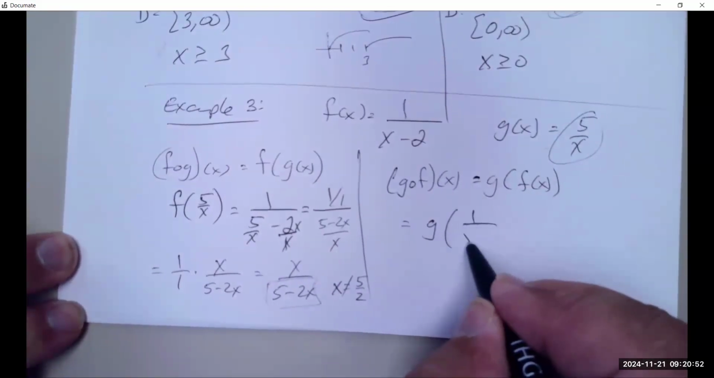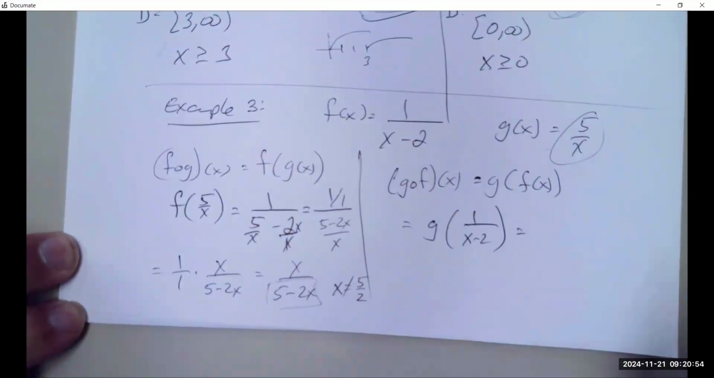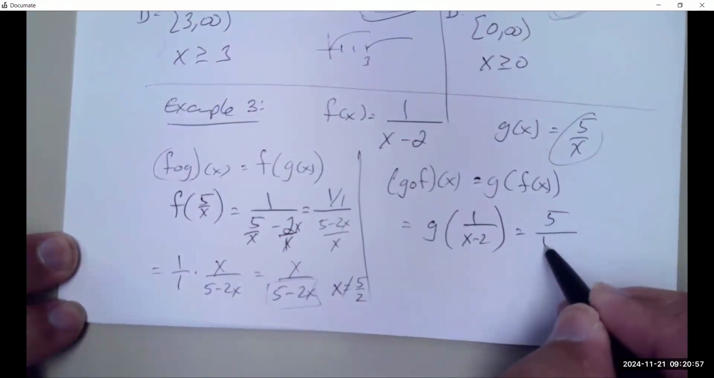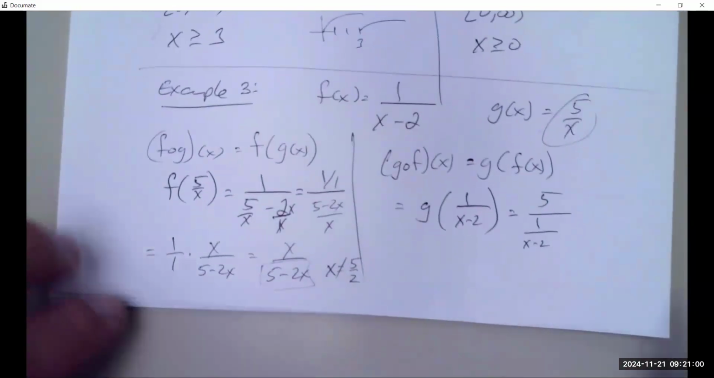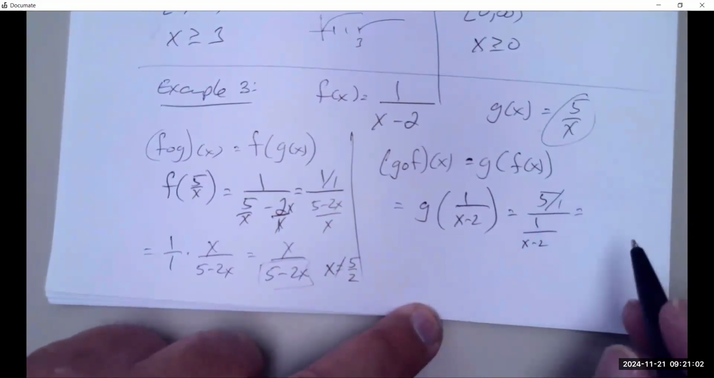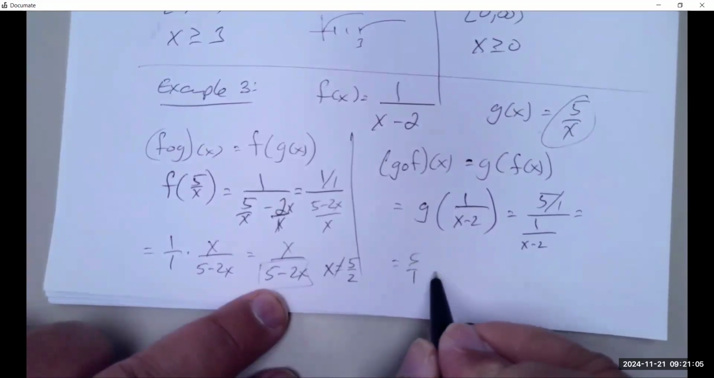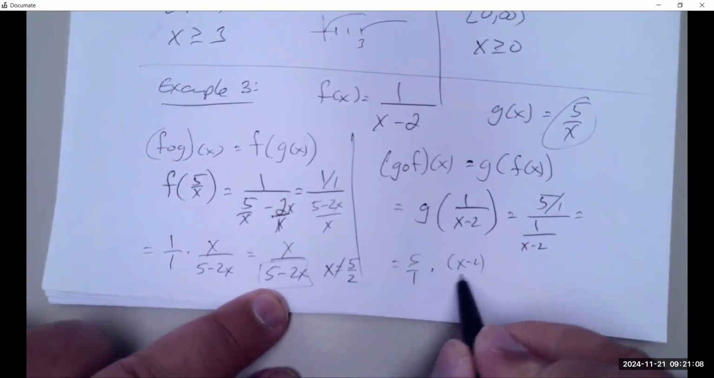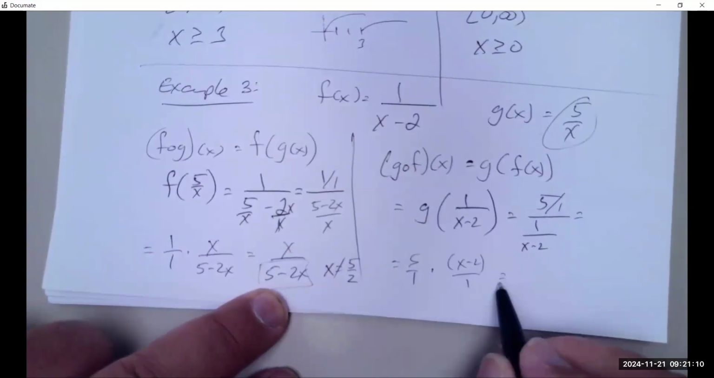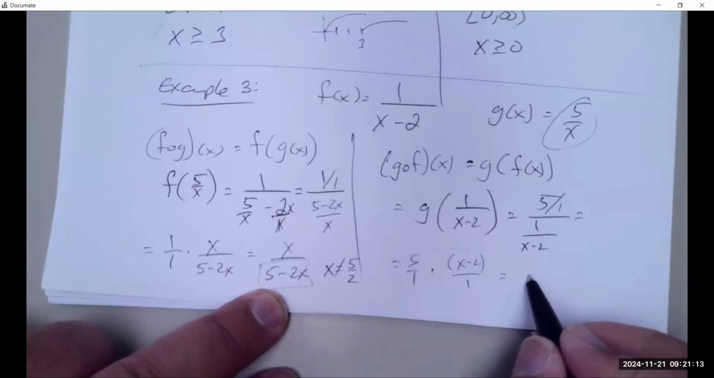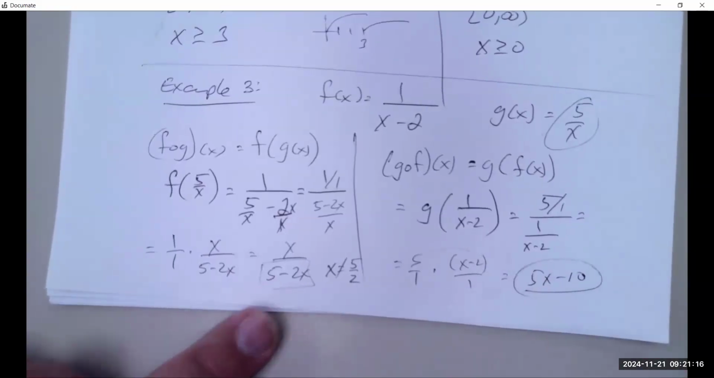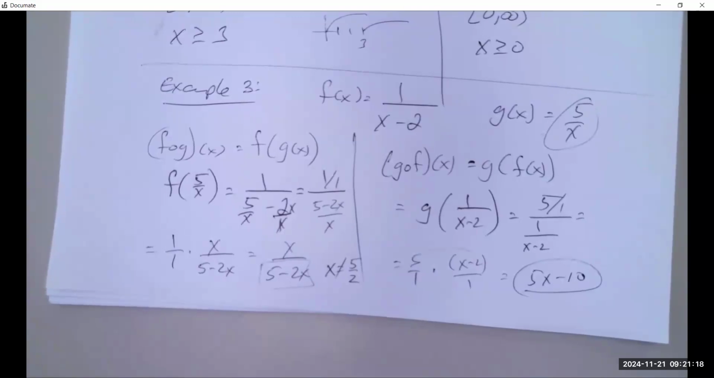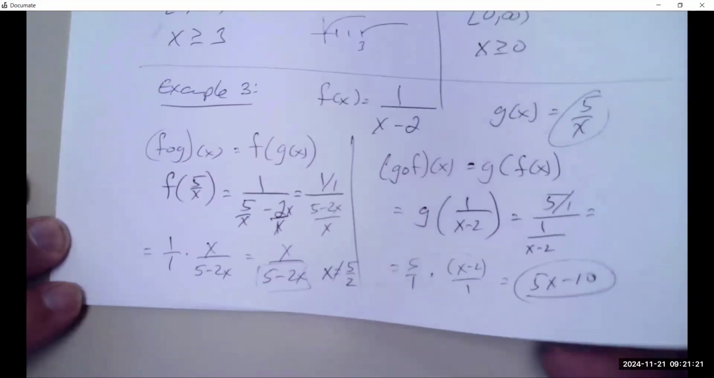F of x is 1 over x minus 2. So we have 5 over 1 over x minus 2. It's a fraction over a fraction, so we get 5 over 1 times x minus 2 over 1. Denominator is 1 on the bottom, so we get 5x minus 10. No restrictions on my domain. I gotta hurry up because we only have a couple minutes left. Now, the last two questions deal with decomposition.